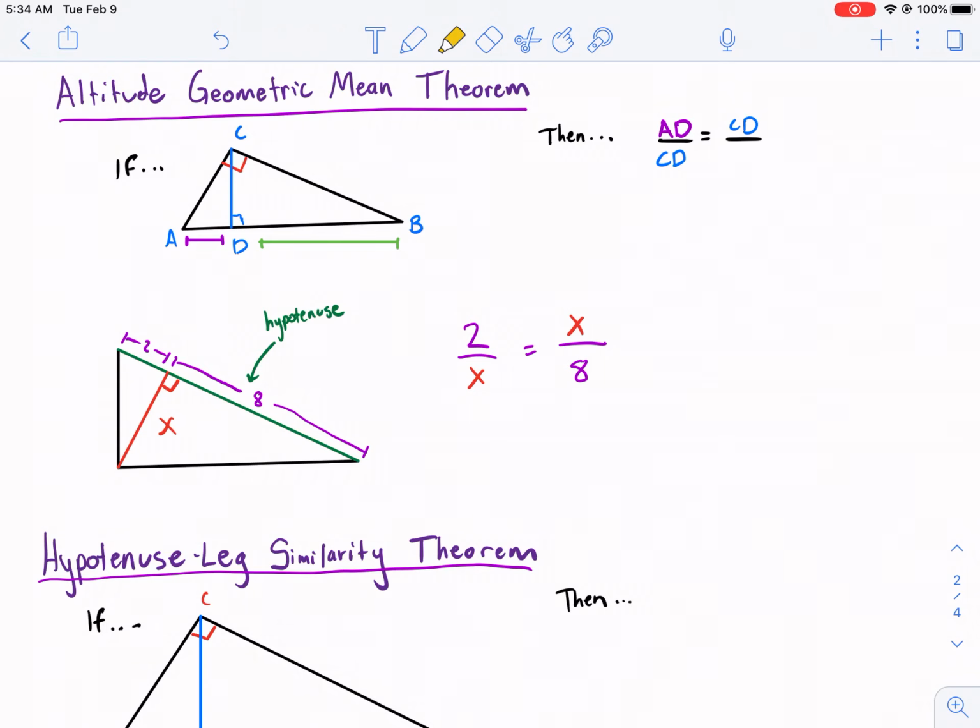Welcome everyone to part 2 of 7.4. We're talking about the geometric mean and similarity in right triangles. Now, we're going to pick up where we left off, altitude geometric mean theorem.